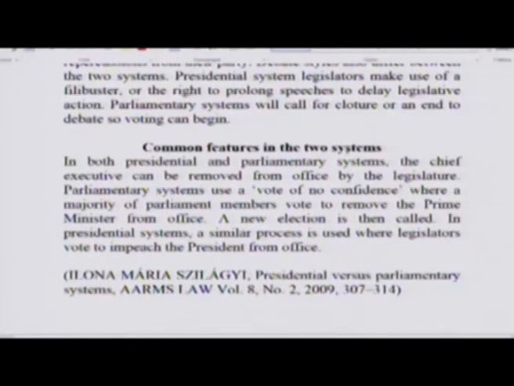Continuing, common features in the two systems. In both presidential and parliamentary systems, the chief executive can be removed from office by the legislature. Parliamentary systems use a vote of no confidence, where a majority of parliament members vote to remove the prime minister from office. A new election is then called. In presidential systems, a similar process is used, where legislatures vote to impeach the president from office.